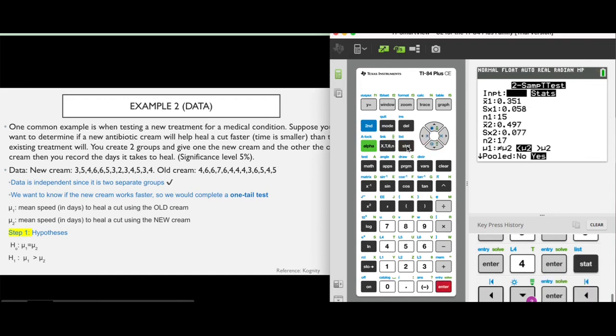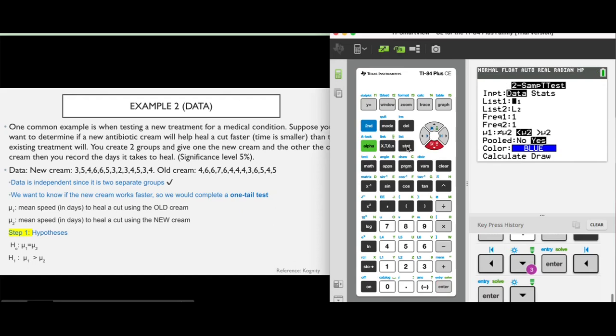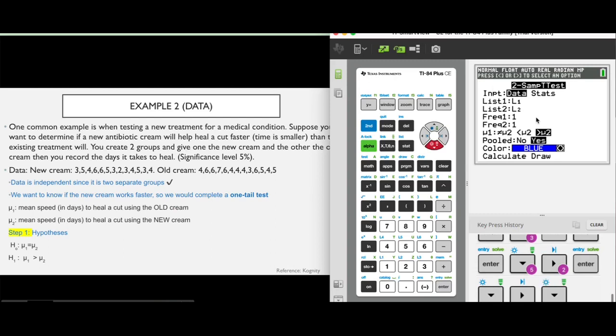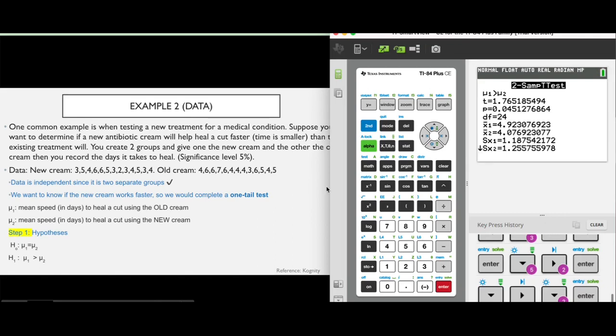Instead of having statistics, we are given data. Our list 1 is the old, which is going to be in L1. Our L2 is the new. Our frequency is 1. And then we said that our alternative is that the old is bigger than the new. Pooled, always yes. And then we are going to calculate. And then we get our p-value here. Our p-value is 0.0451. That is smaller than our significance level.